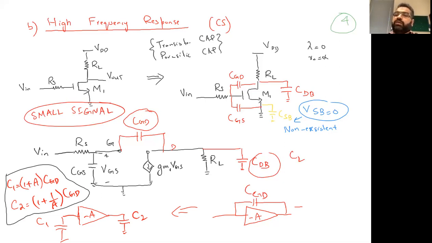Why? Because the C1 will be added to the CGS and C2 will be added with the CDB. ये दोनों load capacitances हो जाएंगे. Our frequency response will be way simpler than we expect. Okay? So we can apply these things and we can easily sort out our analysis. ठीक है? तो ये हम लोग आराम से कर लेंगे.